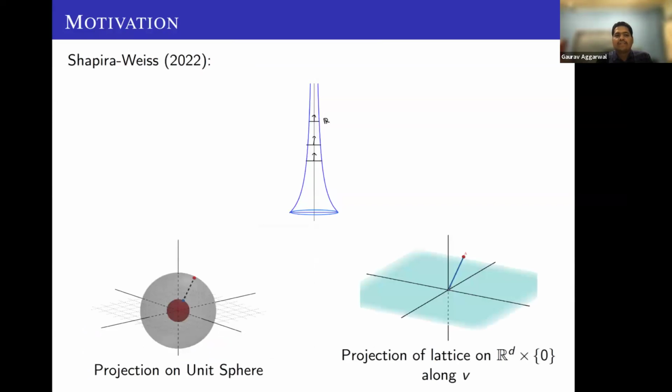In 2022, Shapira and Weiss generalized this problem to joint equidistribution. Now, you have a fixed lattice, and you have a point in the above domain. They associated two objects with it. One is its projection onto the unit sphere, and the second one is the projection of the lattice on the plane R^d cross 0 along the vector v. And they proved that for the random lattice chosen, almost surely, with probability 1, these points actually equidistribute in the product space.